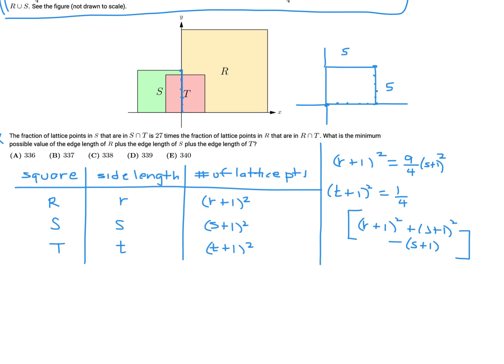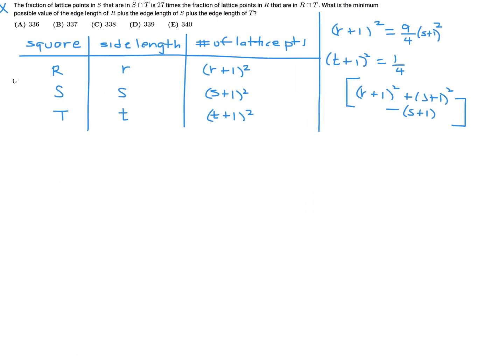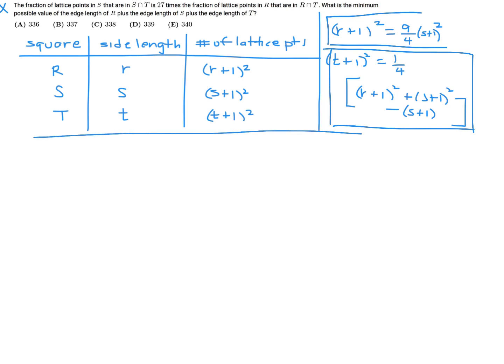So that's basically the other equation. There we go. We got two equations, and we need to solve them. These are the two equations. Okay, so the first one, if we take the square root of both sides, we get R plus 1 is equal to 3 over 2 times (S plus 1). So that's a pretty easy one to solve. And when we solve this, we get R is equal to 3S over 2 plus a half.